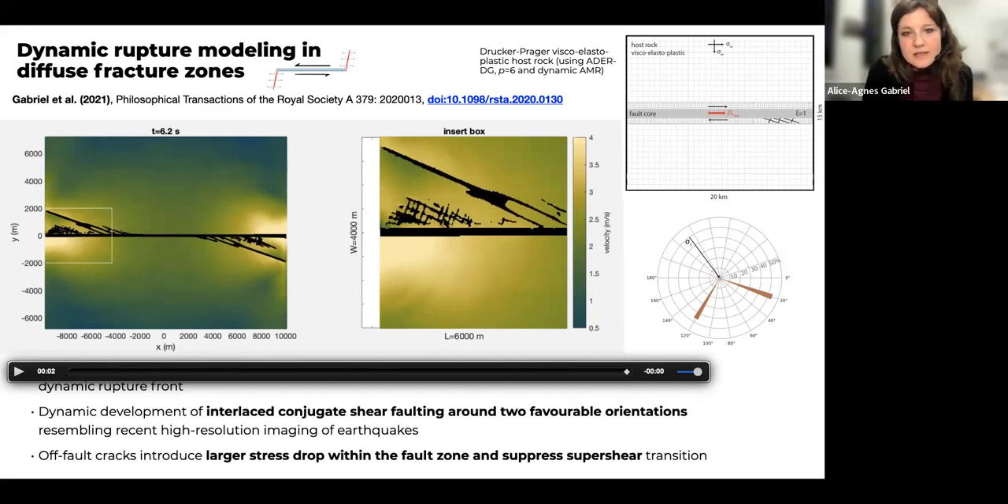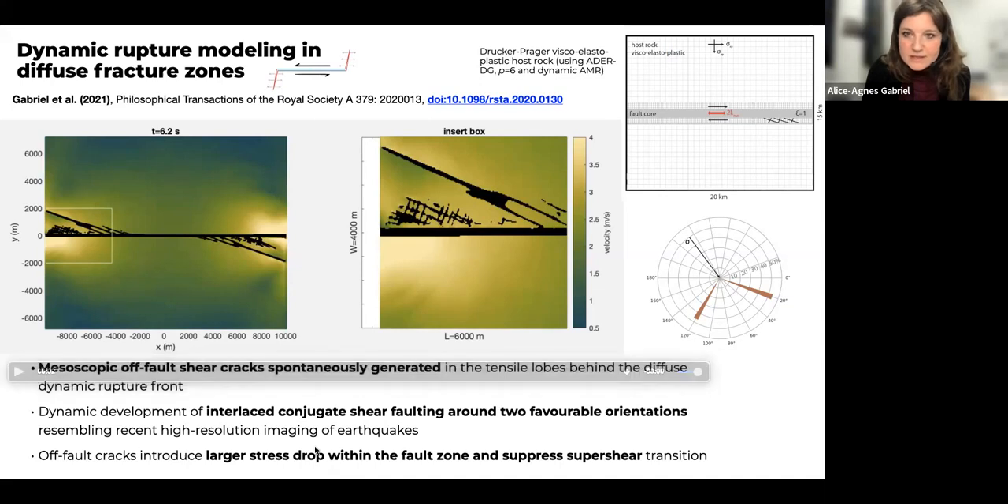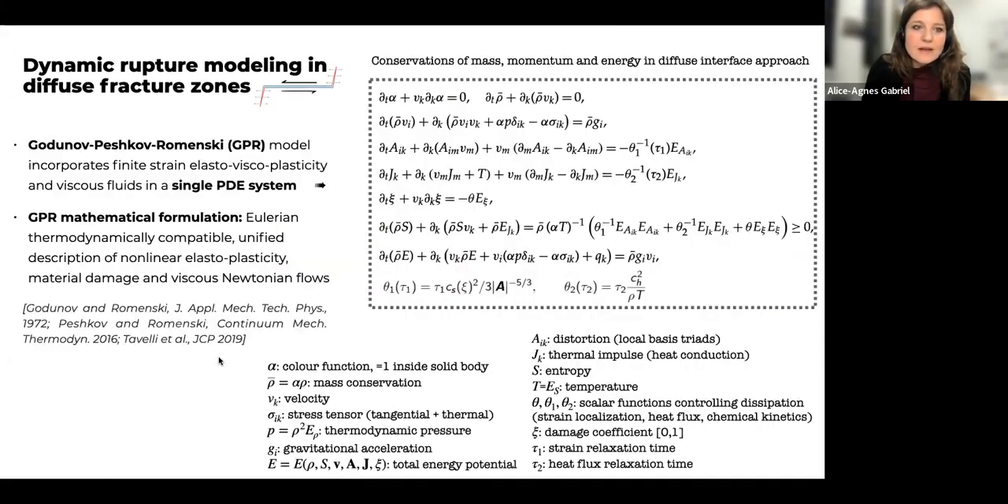We also see interesting differences compared to purely planar models, where all of the physics we're interested in is collapsed into the fault interface, in terms of earthquake characteristics. We have a larger stress drop, and it's more difficult to generate supershear transitions. So I said we're interested in using different equations, and this is a summary of the mathematical formulation we've been using, going back to Godunov and Romenski in the 70s. The idea is to have a thermodynamically compatible description of nonlinear elastoplasticity, damage, and also Newtonian flows.